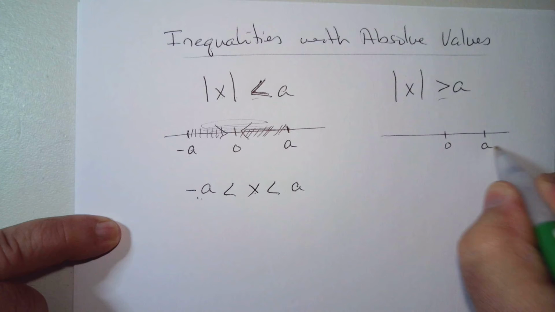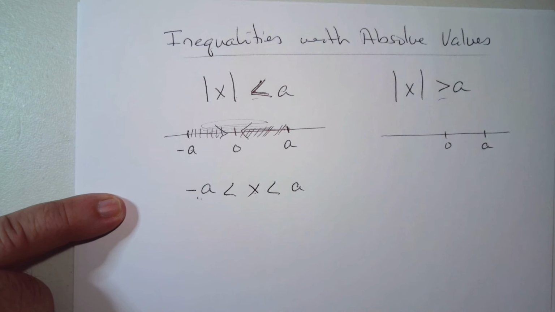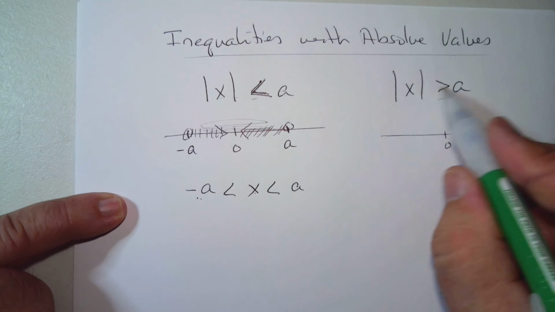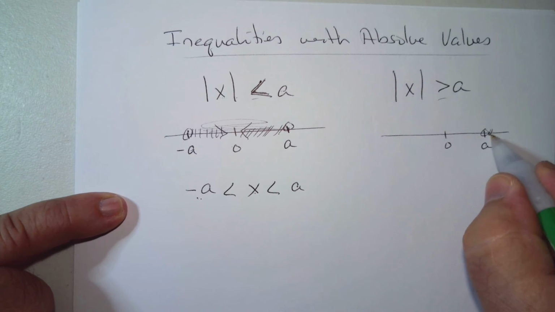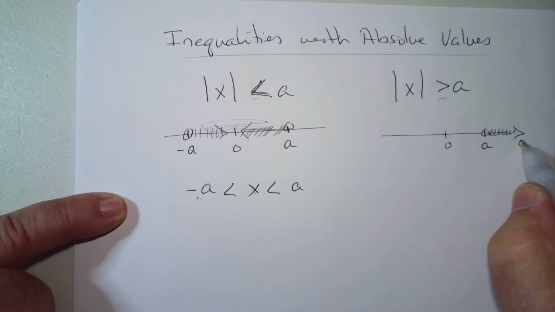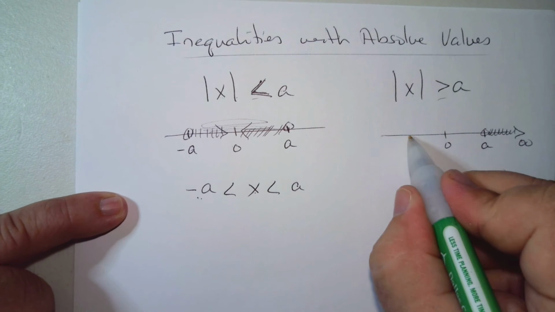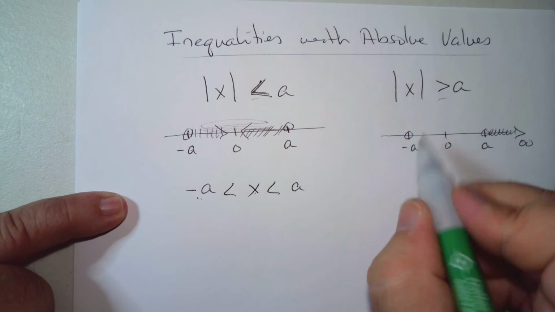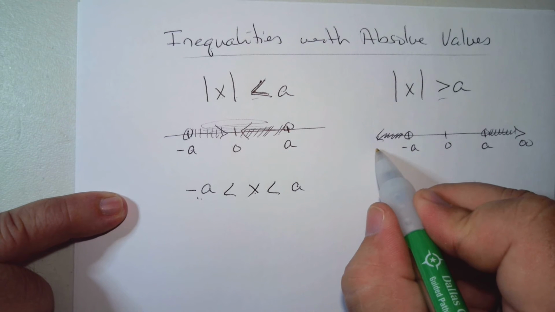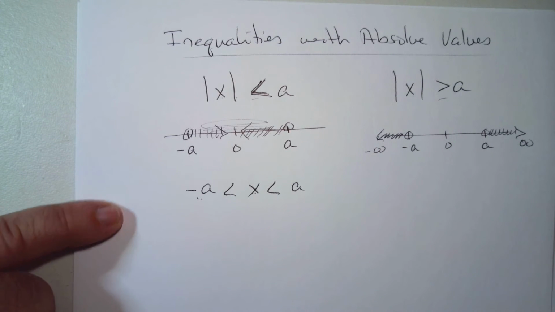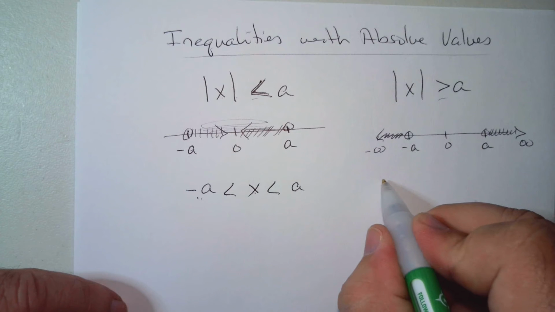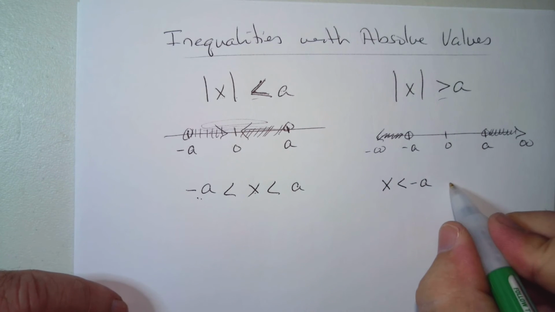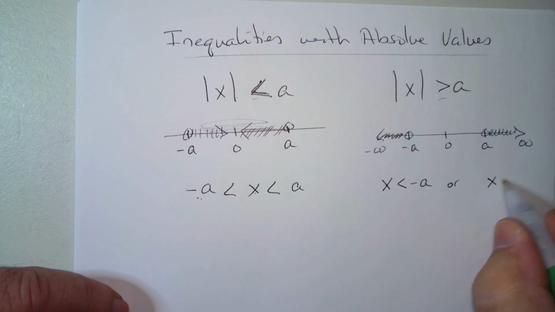So here's some number a here. Now, absolute value of x is greater than a. So here's a, x is greater than a, it's going towards infinity. So it's away from 0. Likewise, from negative a, it has to go away from 0. So it's going to negative infinity. So in this case, x is less than negative a. Since it's going in different directions, x is greater than a.